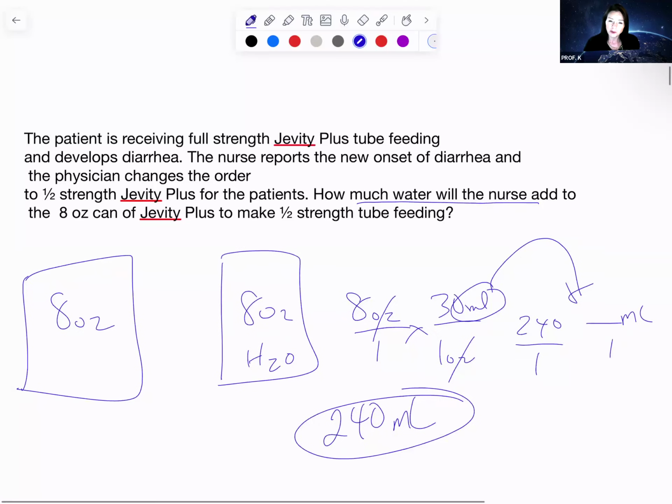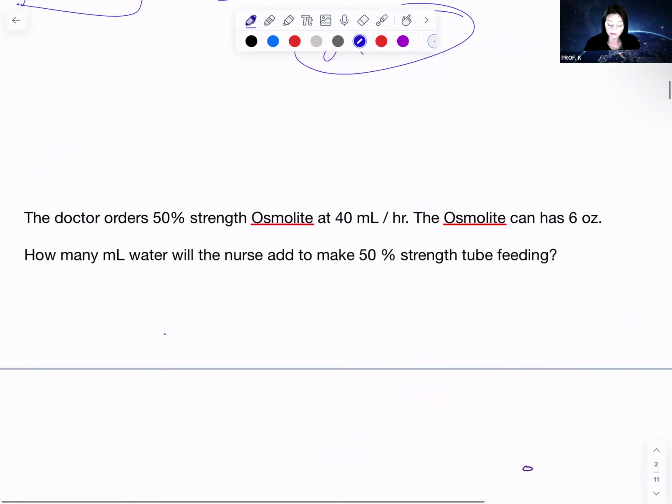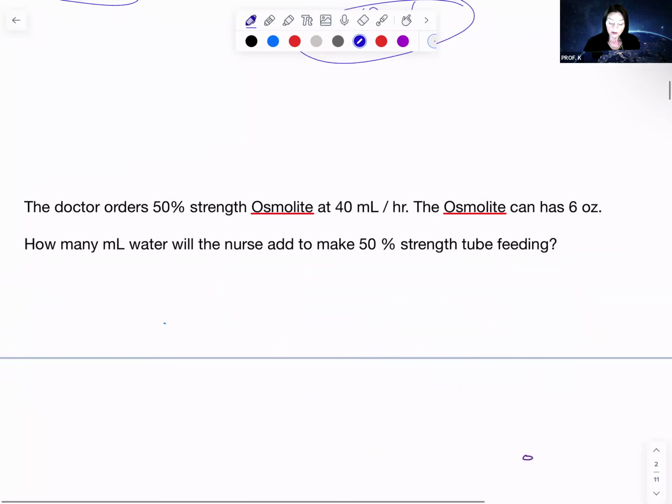Beautiful. But guess what? There's another way that you're going to be asked questions about intake and feeding. So I want you to read this question and solve it for me.